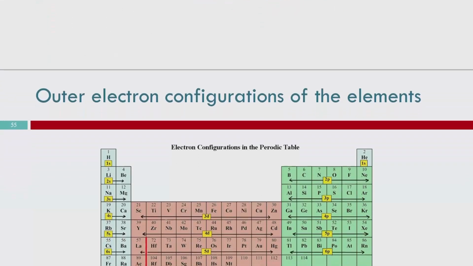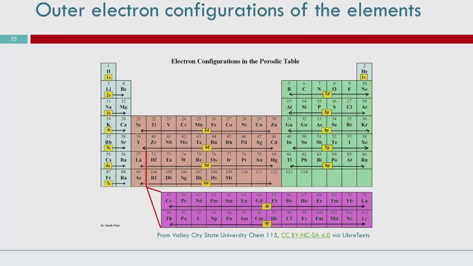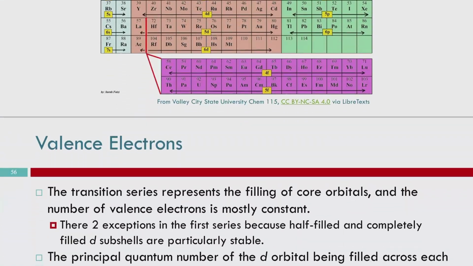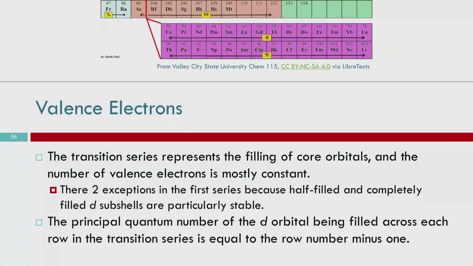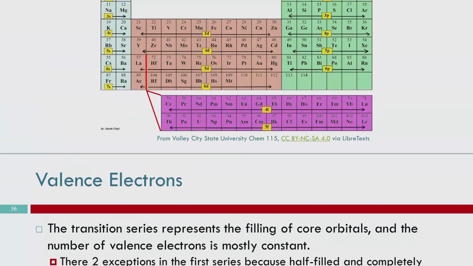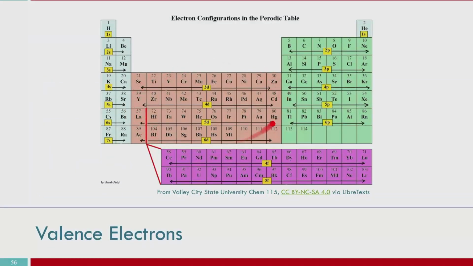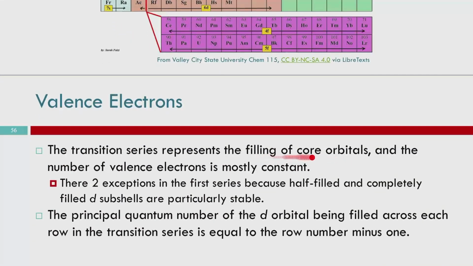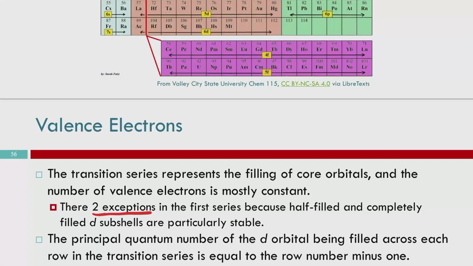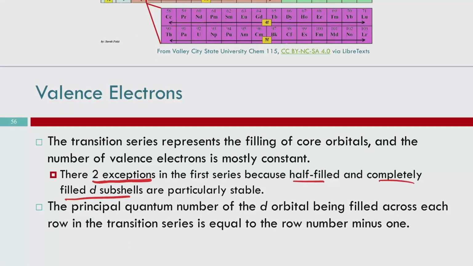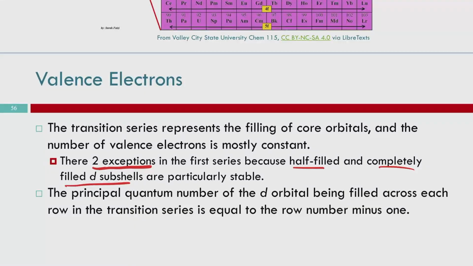And here's a table that has the electron configurations again. That's the one that we saw earlier where I was talking about the order that we fill up the electrons. So when we're in our transition metal series, our D block, we are mostly filling core orbitals, and the number of valence electrons is mostly constant. There's 2 weird exceptions in the first series because half-filled and completely filled D subshells are especially stable. So it's all about stability.